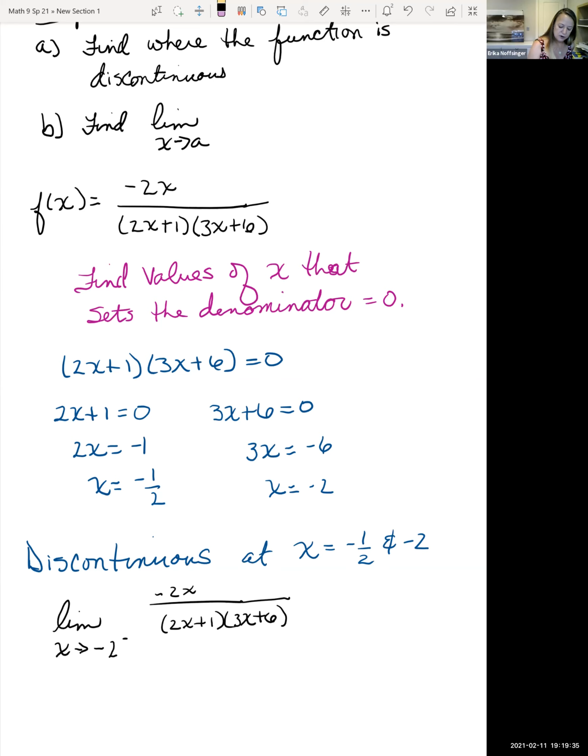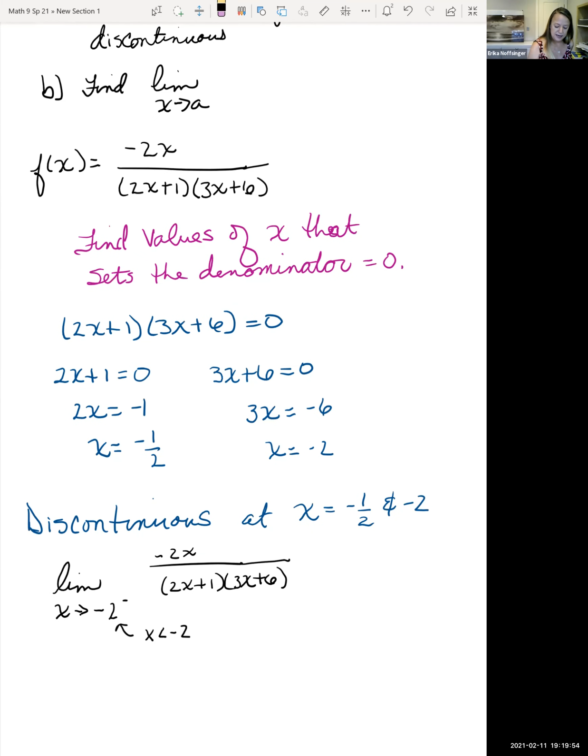If I plug in numbers to the left of -2, so x values smaller than -2, let's see what type of number we are getting back. Are we getting back a positive number or a negative number? If I plug in a negative number and I multiply it by this -2 in the numerator, so -2 times some negative number, that's actually positive. So my numerator would end up being a positive number.